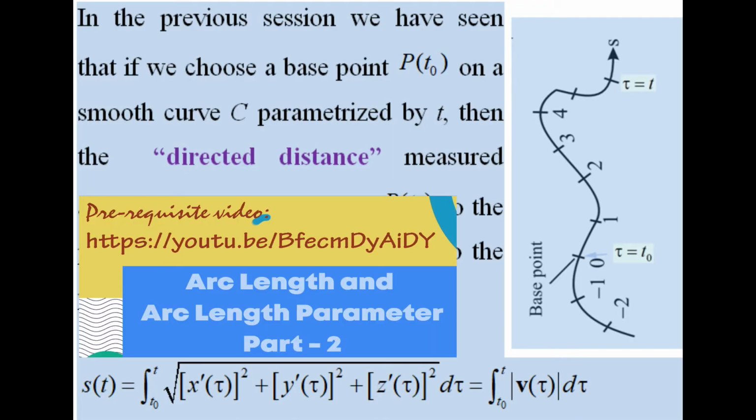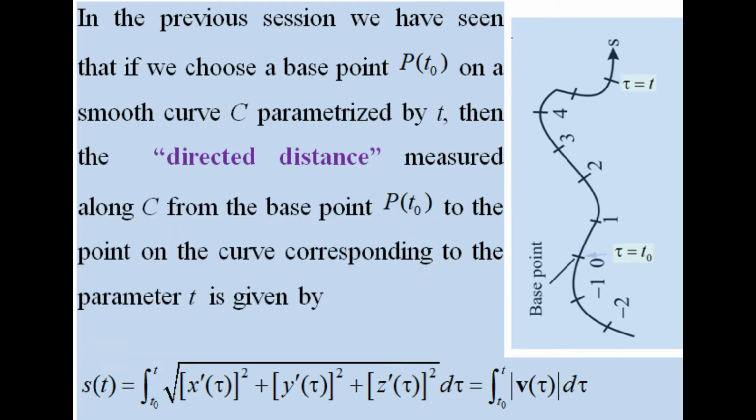In the previous session, we have also seen that if we choose a base point P of t naught on a smooth curve C parameterized by t, then the directed distance measured along C from the base point P of t naught to the point on the curve corresponding to the parameter t is given by s of t equal to integral t naught to t of square root of x prime of tau square plus y prime of tau square plus z prime of tau square d tau, which is equal to integral from t naught to t of absolute value of v of tau d tau.